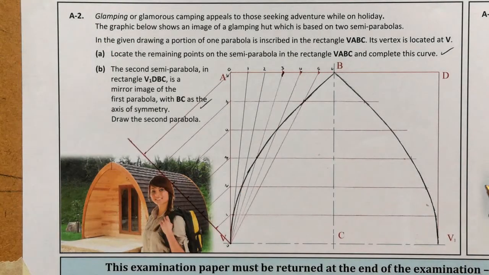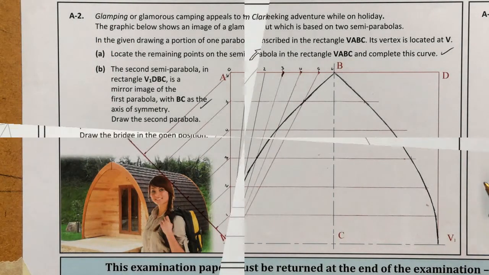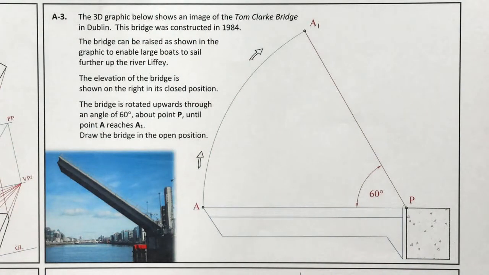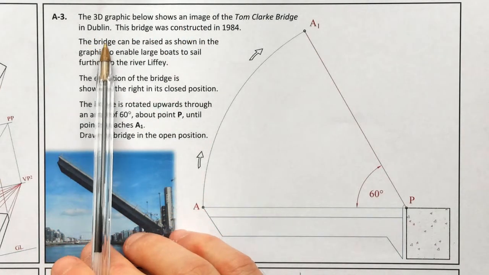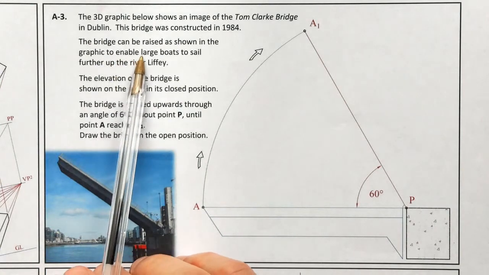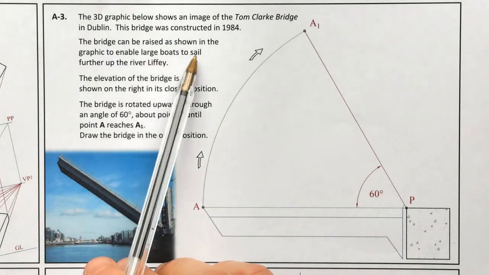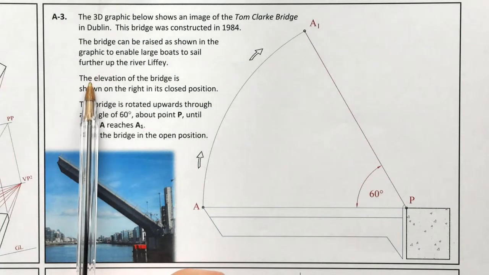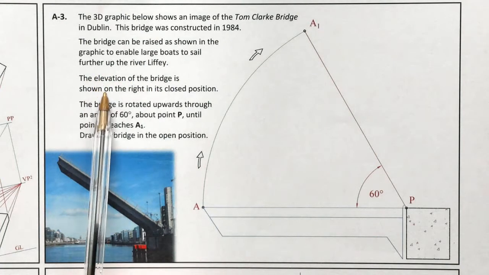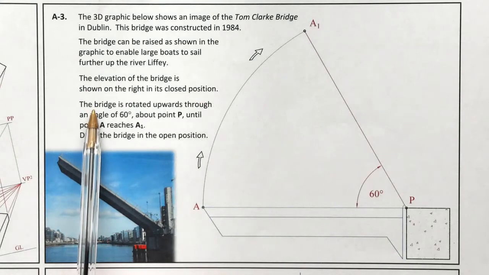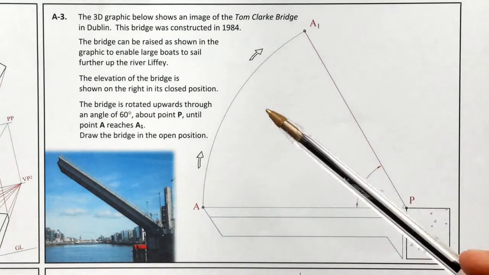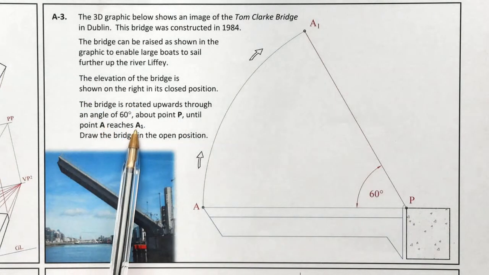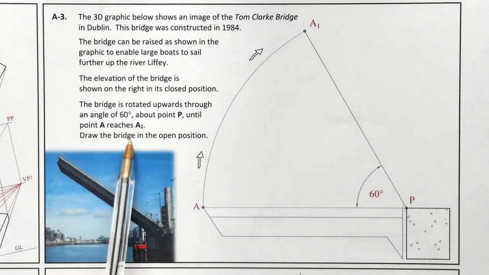What we're going to move now onto is question A3 at the top right of the page. Alright. So for question A3, it says the 3D graphic below shows an image of the Tom Clark Bridge in Dublin. The bridge was constructed in 1984. The bridge can be raised as shown in the graphic to enable large boats to sail further up the River Liffey. And then the elevation of the bridge is shown on the right in its closed position. The bridge is rotated upwards through an angle of 60 degrees about point P until point A reaches the line AA1. And then draw the bridge in the open position.